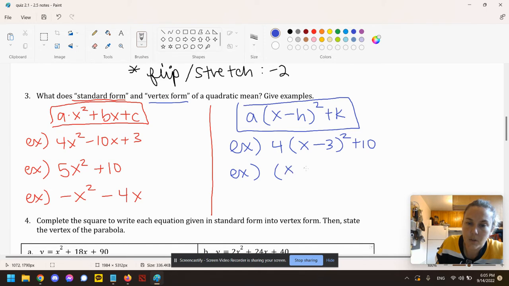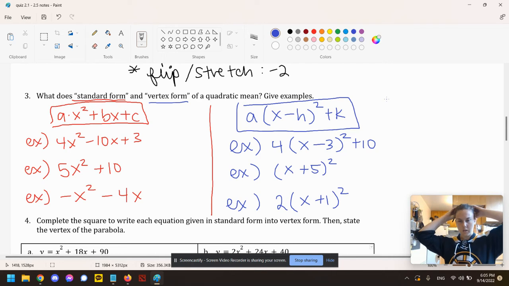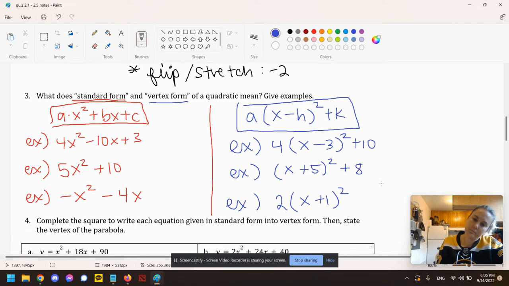Or even if there's no a term, this is still vertex form, even if there's no h. Or maybe it looks like this. Not really this one. These are all vertex form. This one hilariously is a funny one that we'll talk about when we get to factored form. But for right now, we can think of this as vertex form, where our k is 0. All right.